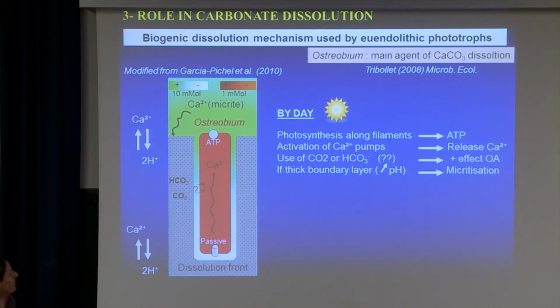And depending on the condition at the surface of the substrate, if you have a thick boundary layer with a low motion system, you would definitely have reprecipitation of calcium carbonate at the surface, and that's part of the micritization process that I was talking about earlier.